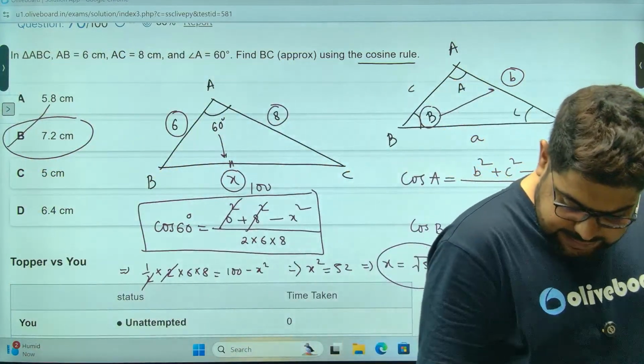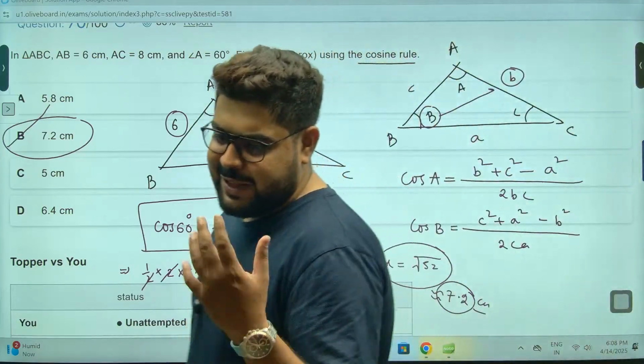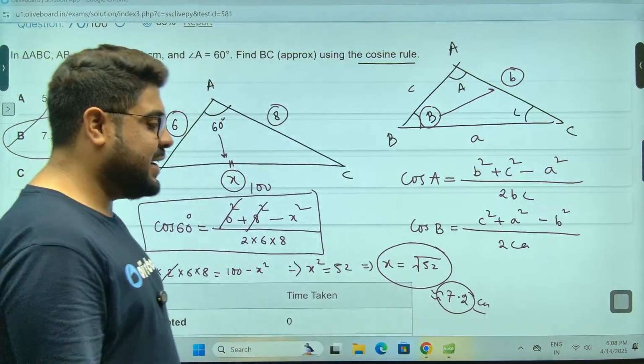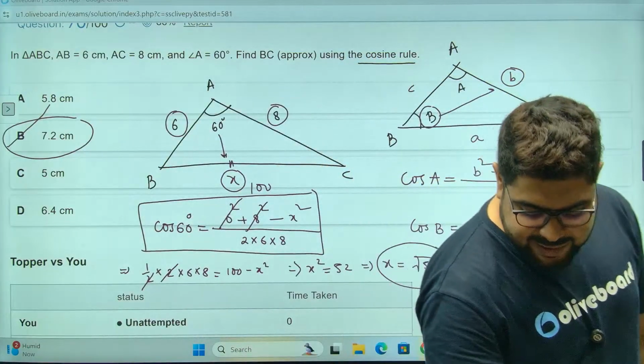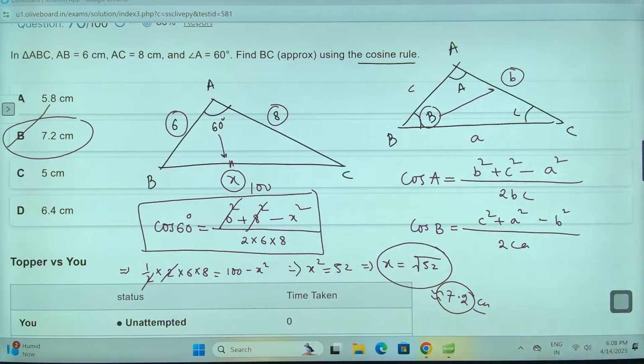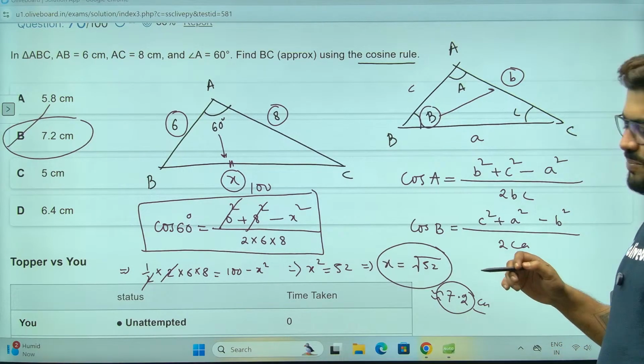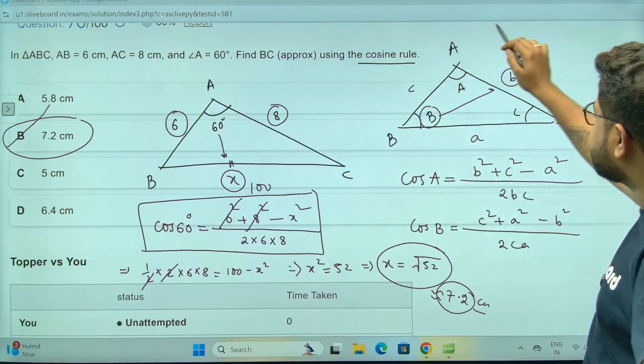Clear, sir? Clear, sir? Arre Tulsha, no need to thank. Why thank you? This is my work. This is my job only, na. The big thank you will be, say, if you clear the exam this year and let me know, sir, I've cleared it. That will be the biggest thank you that I can get. Clear, sir? This is cosine rule.